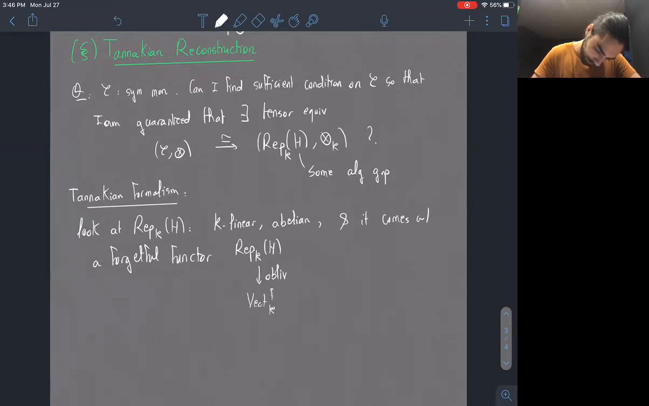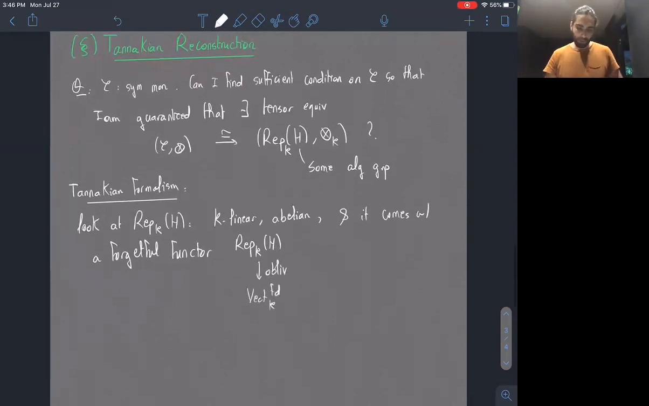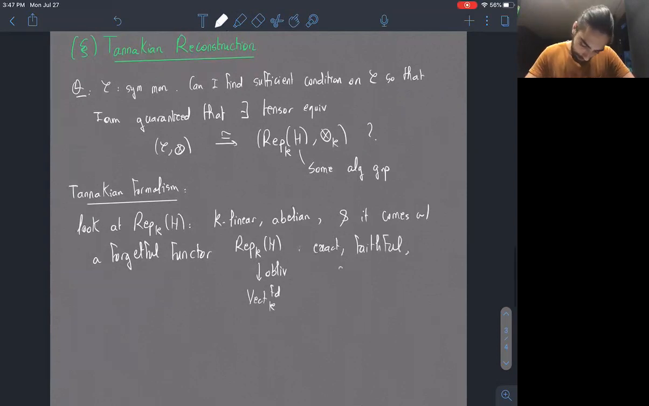Finite dimensional vector spaces, and if you look at it, you can realize this functor is exact, so it preserves short exact sequences. It's faithful, injective on Hom sets. And symmetric monoidal: it agrees with the tensor structure on either side.